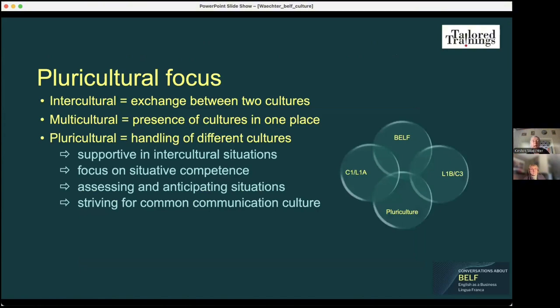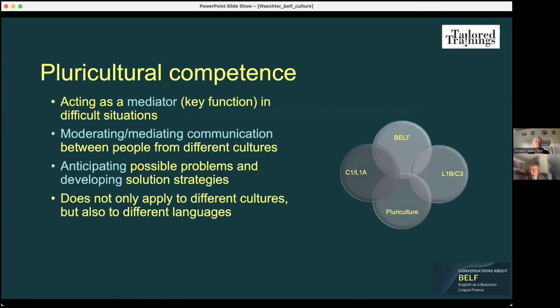expectations. So to outline this, the pluricultural focus actually distinguishes itself from intercultural and multicultural. So to be supportive, to focus on the situative competence, which is of course also very BELF, to assess and anticipate situations and to strive for this common communication culture. And that means if I'm able to act as a mediator, my level of English is less important. The thinking about how I use English in order to build relationships, to create this common communication culture, to do business successfully, this is then what matters. So we look at active things like moderating, mediating, anticipating, and developing solution strategies.